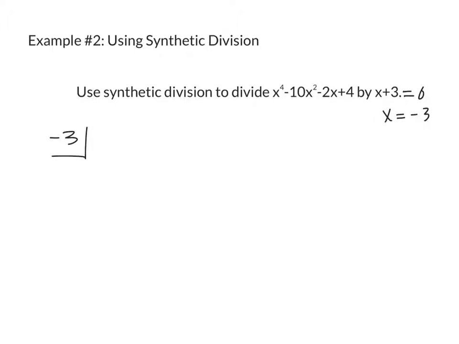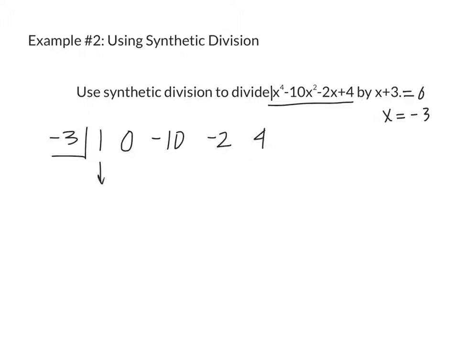And then from there, we write the coefficients of our polynomial, but you need to be sure that there are no gaps. Any gaps need to be filled in with zeros. So our first coefficient for x to the fourth is 1, so I'm going to put a 1. There is no x cubed, so I'm going to put a 0. X squared is negative 10. X is negative 2. And then the constant is 4. Now we're done with that part, so now we start our process.